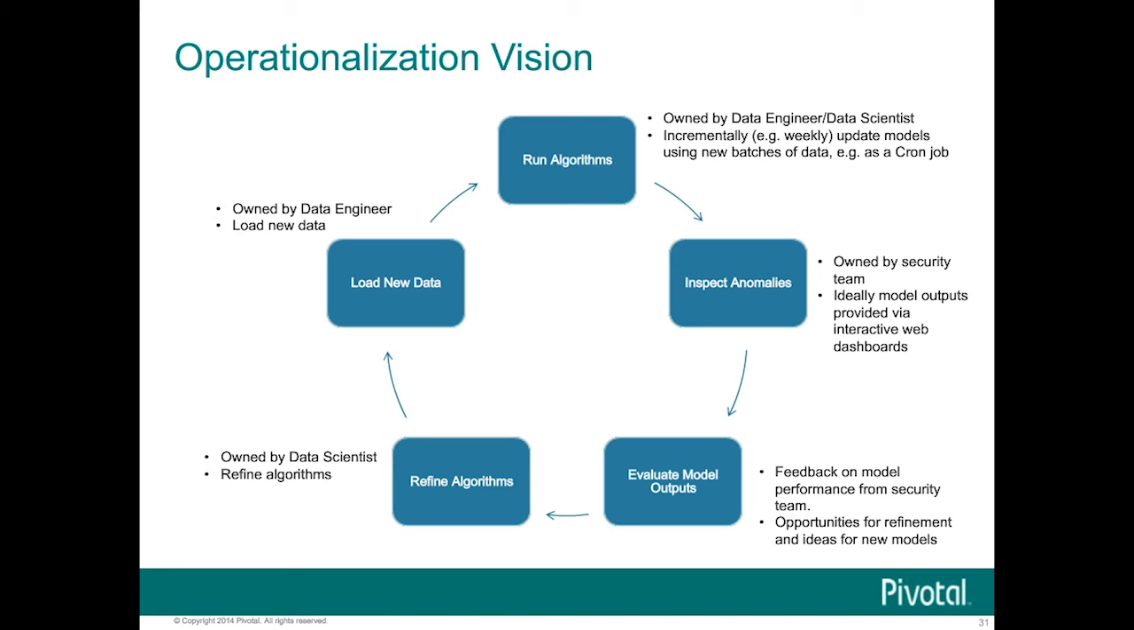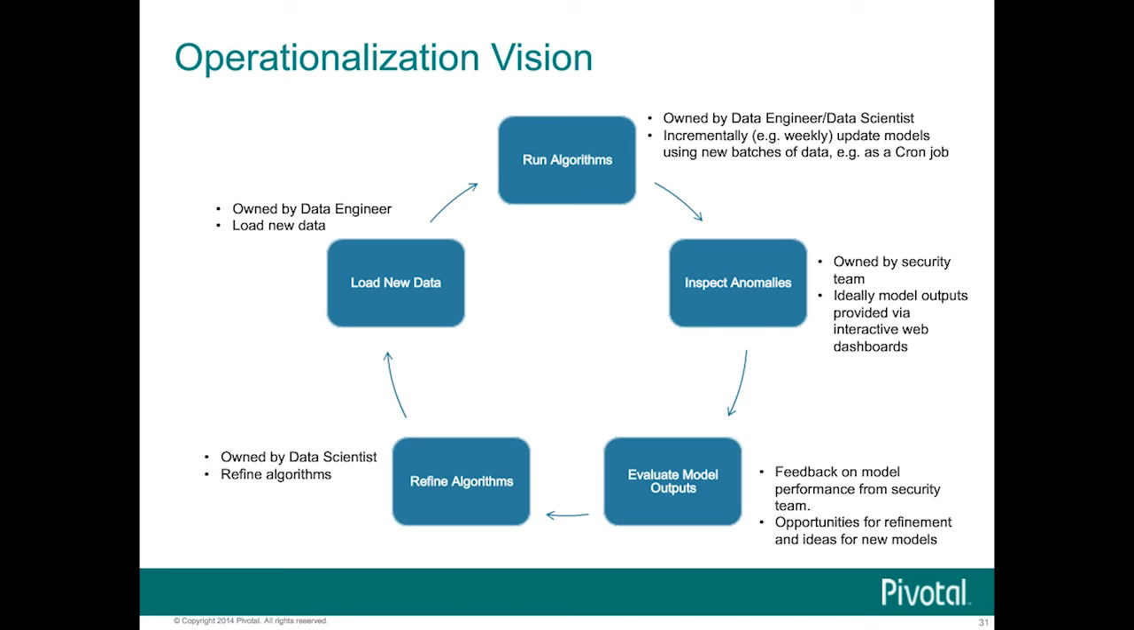Once we have these anomalies, we can use the feedback from the security analyst to improve the model. So this typically is owned by a data scientist who refines the algorithms based on the output and the feedback from the security experts in the organization. So the whole cycle repeats every week.